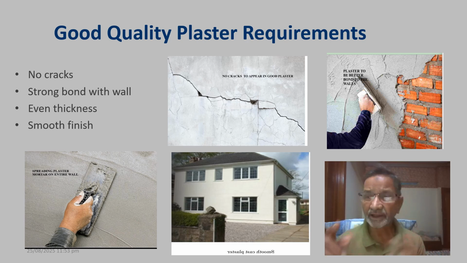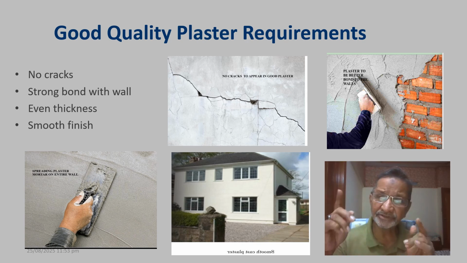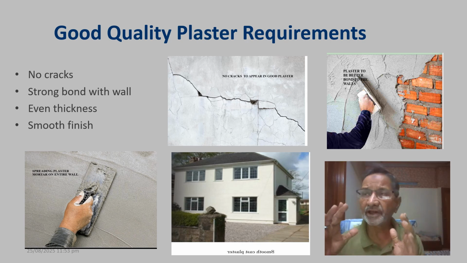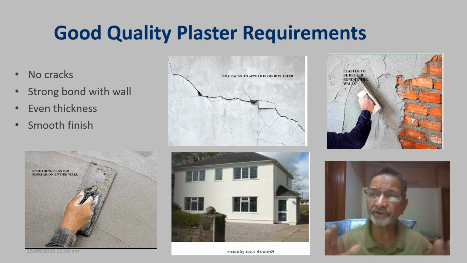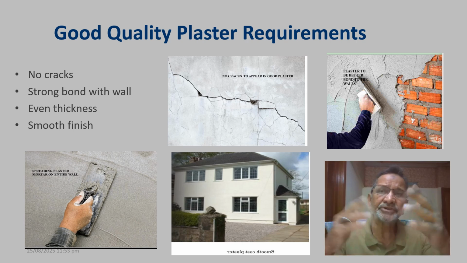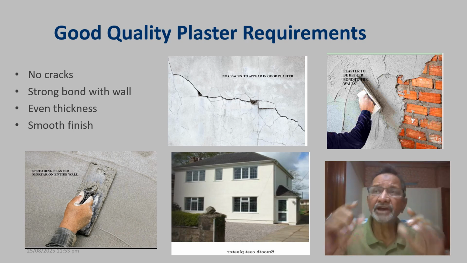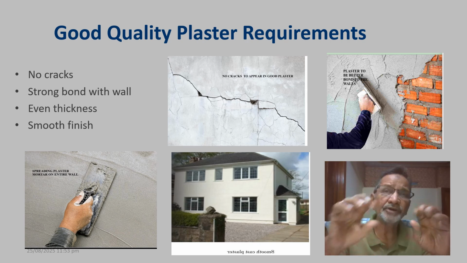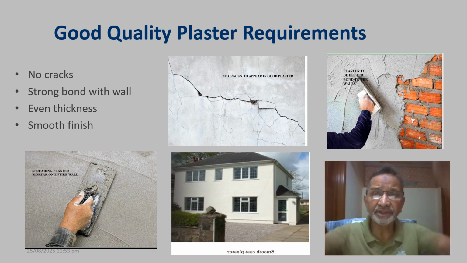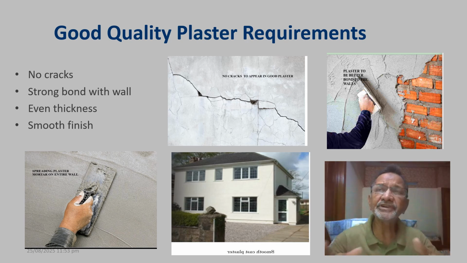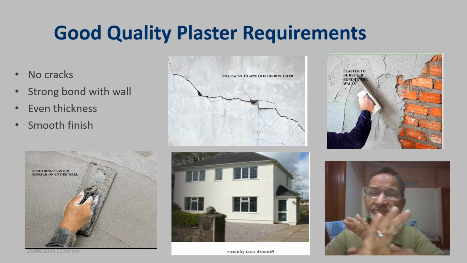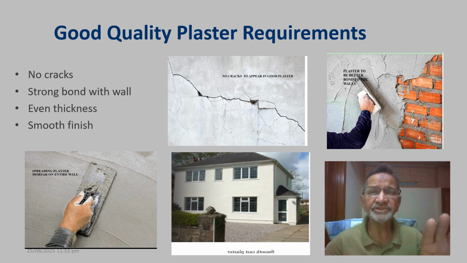Strong bond. As I discussed in my previous slide also, the wall should be prepared in such a way that the plaster sticks to the wall while applying. Even thickness. For that, you can see my previous slide. The dots are made so that the thickness is uniform and the level is maintained. Smooth finishes to be done exactly when required, and when required, the rough finishes is done.